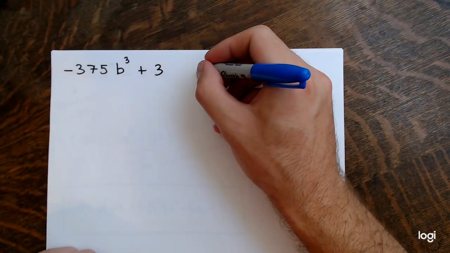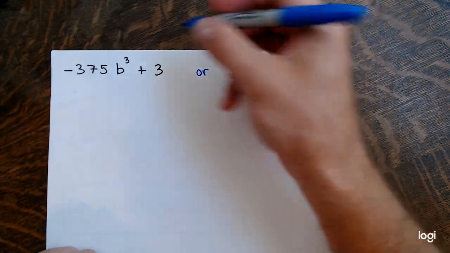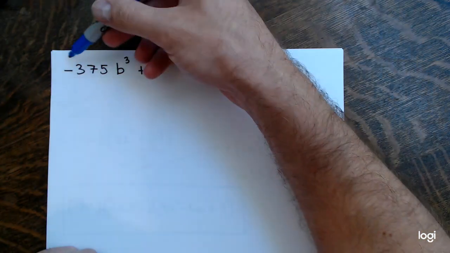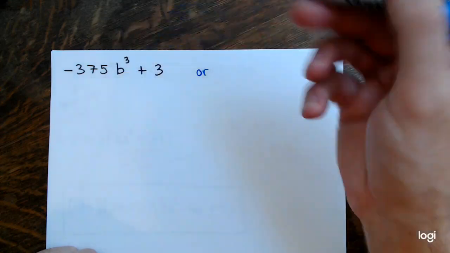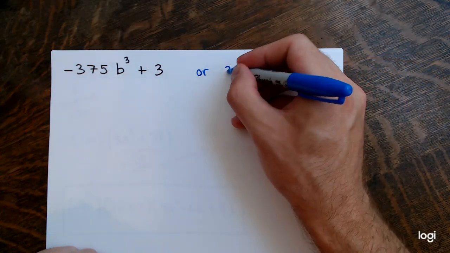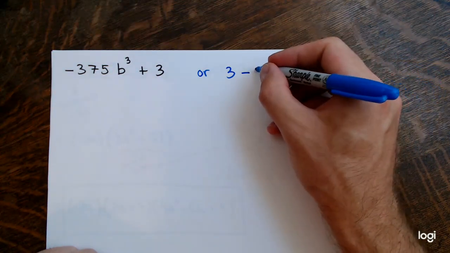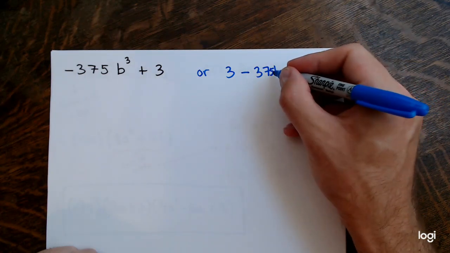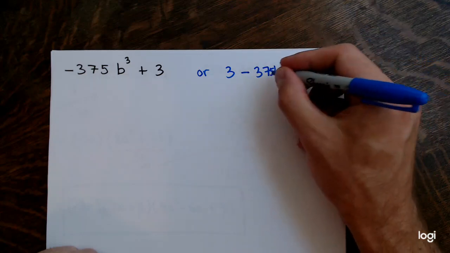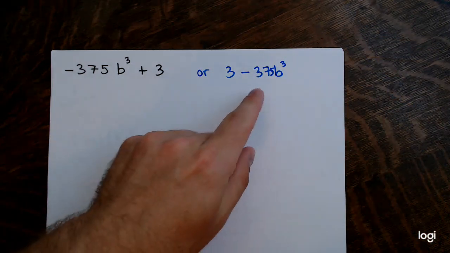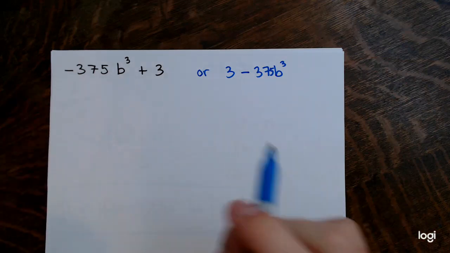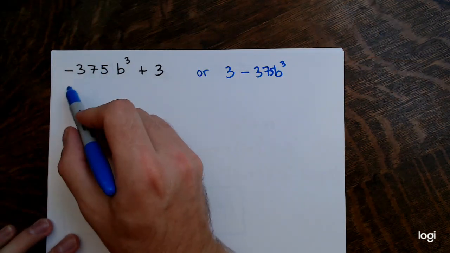Now I could think of it in these two ways if I wanted. If you don't like having a negative in front, like this, you can rearrange the terms. I could say this is positive 3 and then minus 375 b cubed. Oops, this should be a 5 there, sorry. 375 b cubed. And look at it this way. These are the same expression. All I did was rearrange the terms. Right?